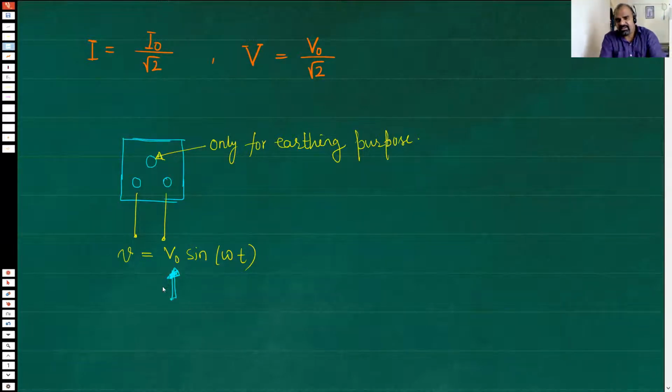Yeah, you must have heard that in our household 220 volt AC comes. But what is that 220 volt? That 220 volt is the RMS value. By default, if we don't say RMS, and you simply say the voltage is 220 volt, by default it means RMS only.